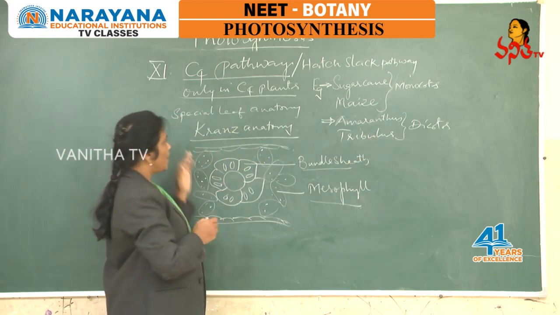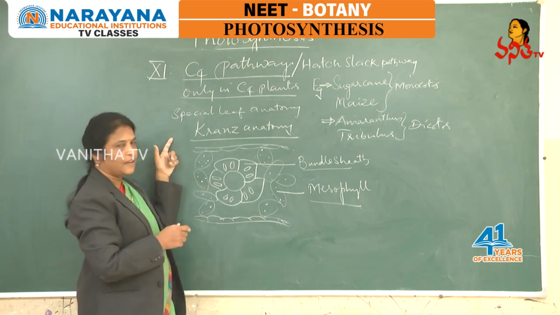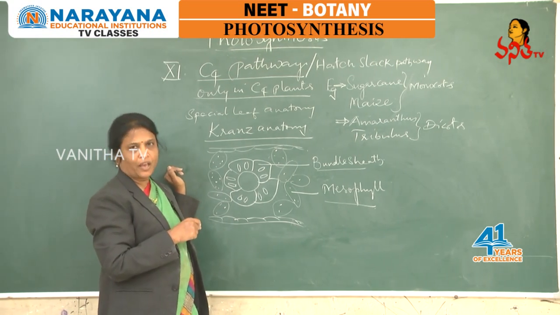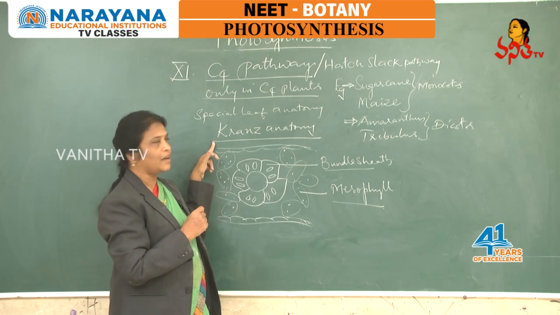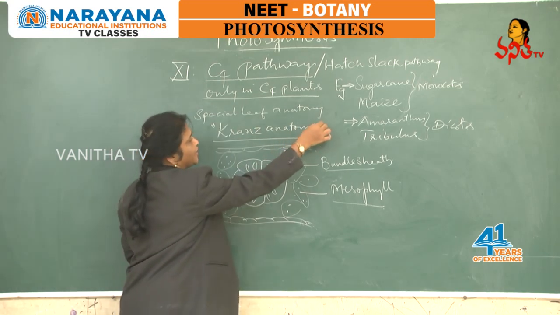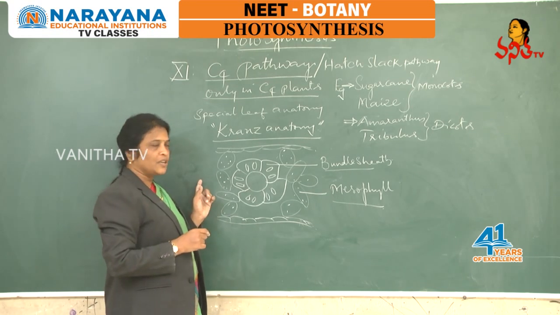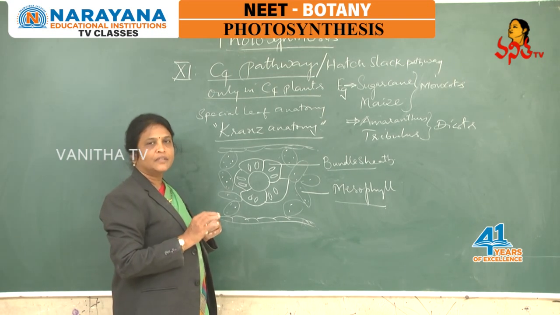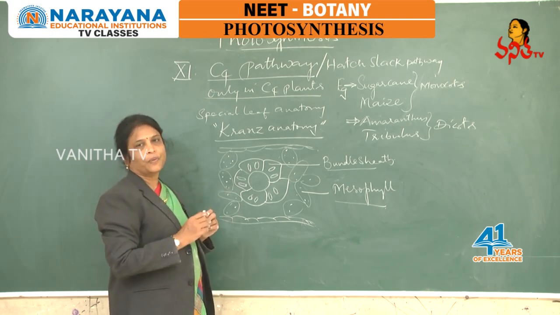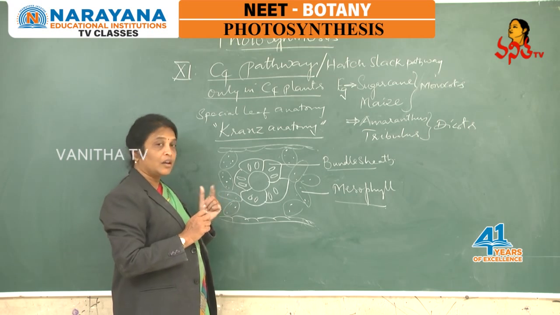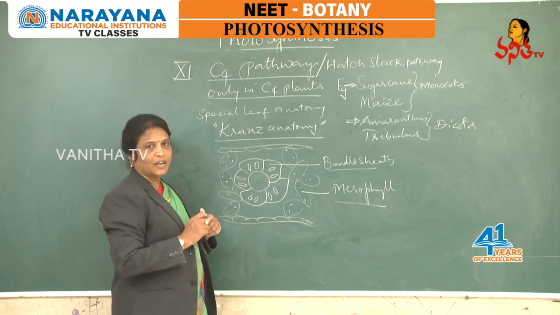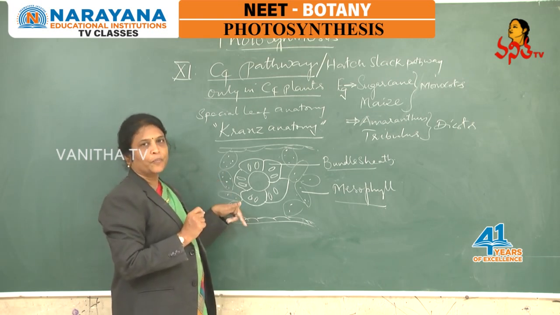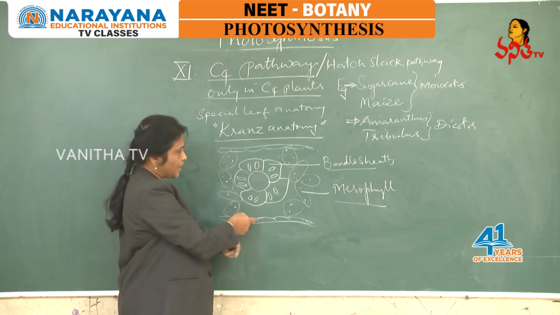Now, there is a special kind of leaf anatomy found in C4 plants. The plants that perform the C4 pathway show a special kind of leaf anatomy known as Kranz anatomy. So, let us focus on Kranz anatomy, which is the special kind of leaf anatomy found in all C4 plants and only in C4 plants. Kranz anatomy is observed in all C4 plants, whether they are monocots or dicots, and observed only in C4 plants, that is to perform the C4 pathway. Now, let us see what Kranz anatomy is.